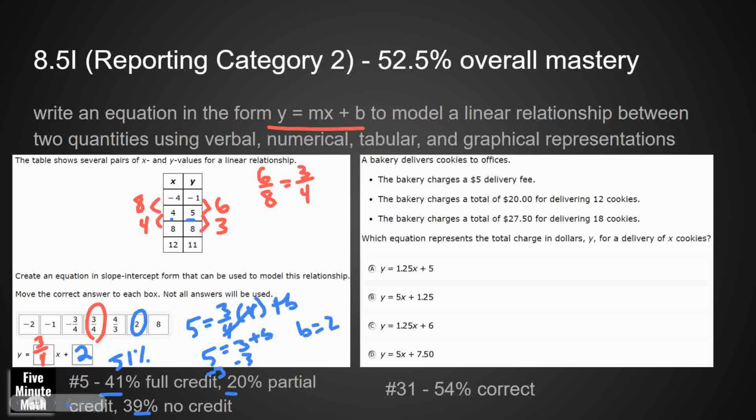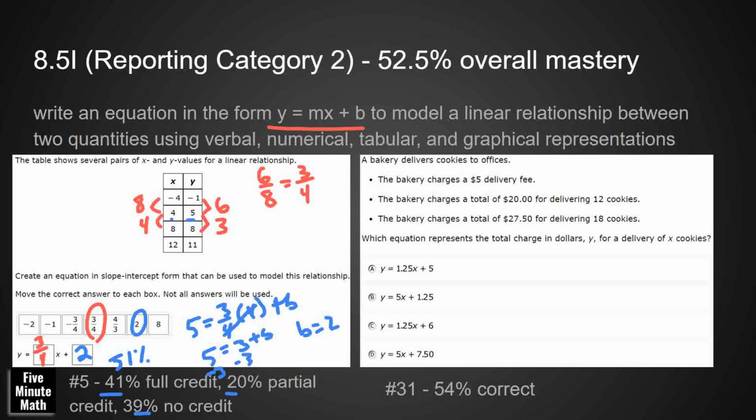Here's the horrible part. 39% of our students, that's almost 2/5 of our students, were not able to get either of these correct. And working with slope-intercept form is probably the most basic equation that we're working with in Algebra 1. So we've got 2/5 of our students that still need access to how to find the slope and how to find the y-intercept. We still have some more work to do.